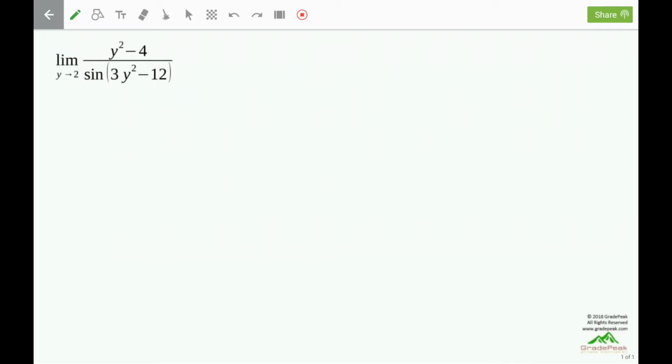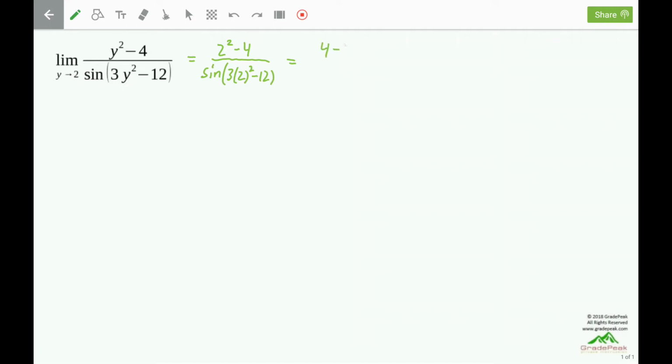The limit as y goes to 2 of (y squared minus 4) divided by sine of (3y squared minus 12). The first thing I'm going to do is plug a 2 in for each of the y's. That'll give us 2 squared minus 4 over the sine of 3 times 2 squared minus 12.